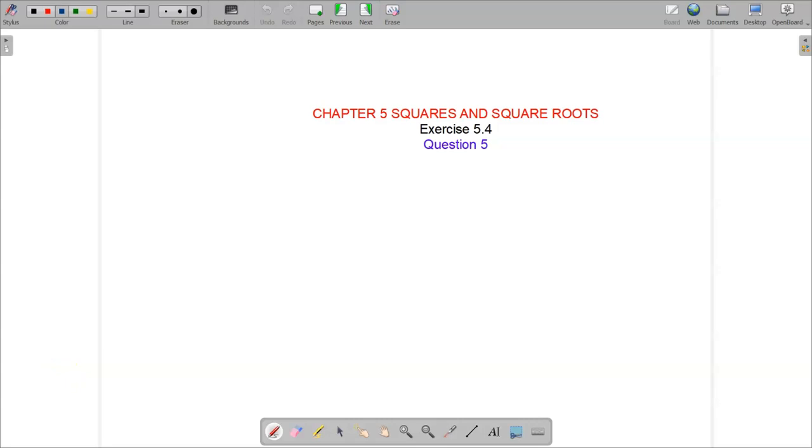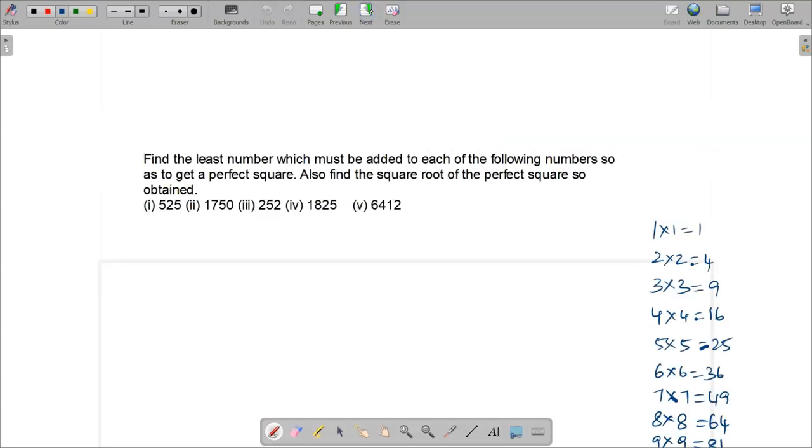Hello students, welcome you all to the video lecture on chapter number 5, squares and square roots, exercise 5.4, question number 5. The question is, find the least number that must be added to each of the following numbers so as to get a perfect square. Also find the square root of the perfect square so obtained.